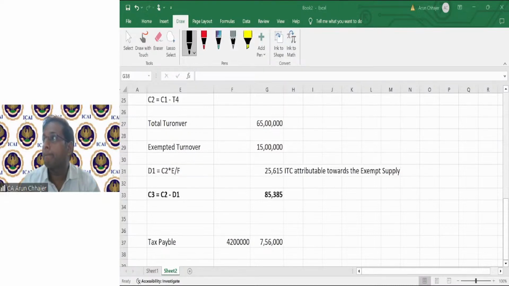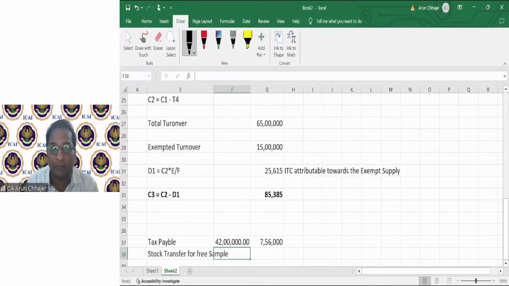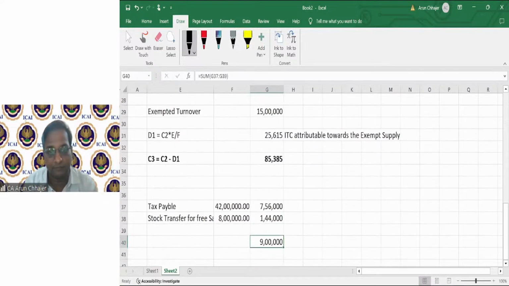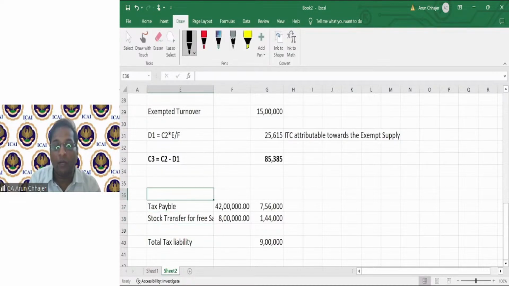Okay. Fine. Let me move further. So here tax payable is 42 lakh at 18%. Again, stock transfer for free sample. How much is the stock transfer? How much was the value? We assumed 8 lakh, right, 8 lakh. And how much is its tax? 18%. So the total tax liability, and whose is this? This is my forward charge, right? How much is the reverse charge? We have already calculated it, right?